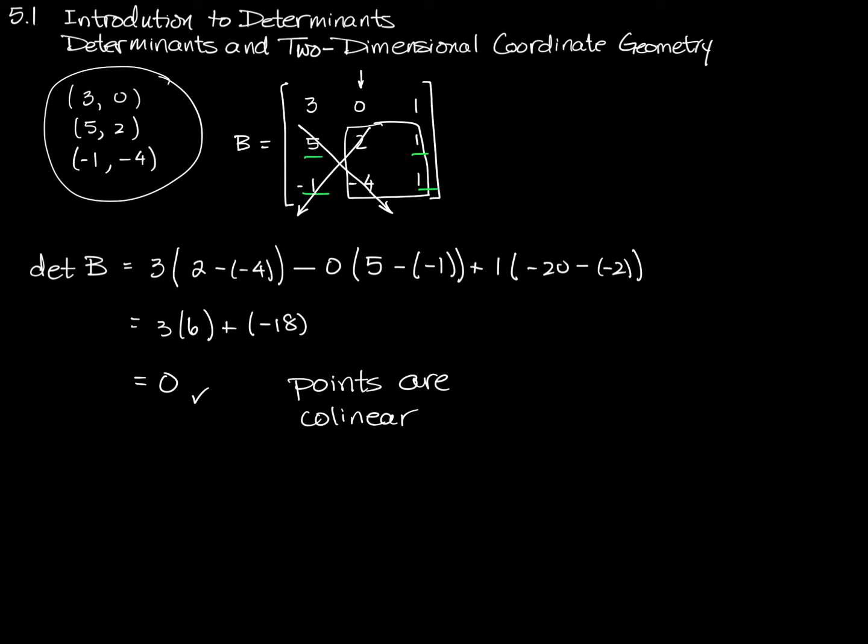I haven't done the arithmetic. Let me take a highlighter and highlight this, and that is my 2 minus negative 4. That's the difference in y values. And I'll highlight this. That's the difference in my x values. And so it appears as though I might be able to use this same determinant to find the equation of a line, because this is, let me get the right pen here.